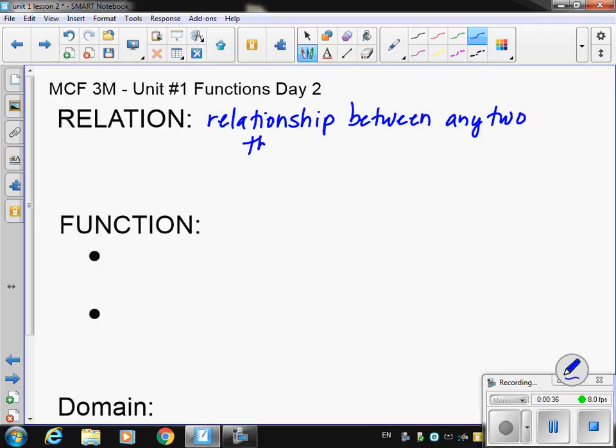So let's just write an example. Students and marks. Height and time. Kind of doing mathy examples there, sorry, but anything that you could put into a graph is what we call a mathematical relation. Not all relations are functions.